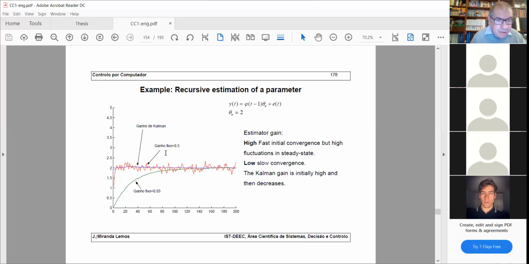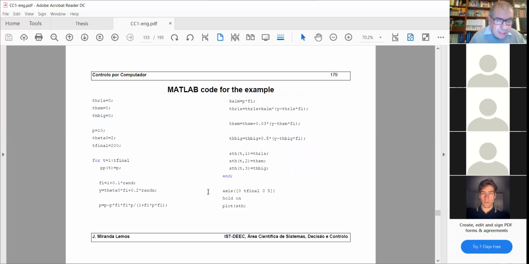Actually, much faster even with this high gain of 0.5. And then it stays almost constant. You see, the blue line. That's the common estimator, the optimal least squares estimator. Okay? Let's look at what is happening to P.